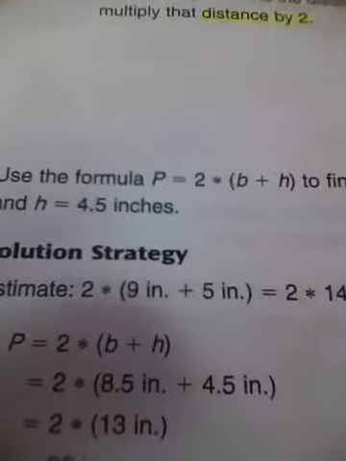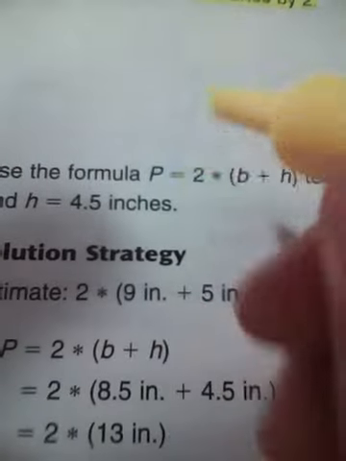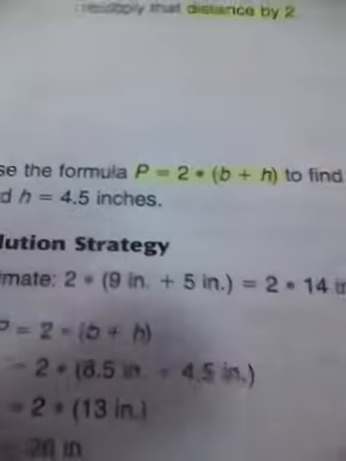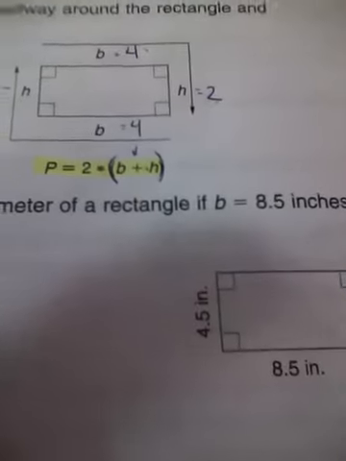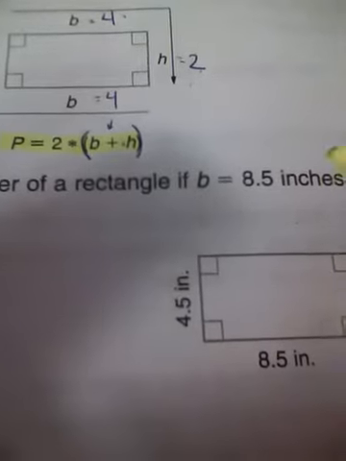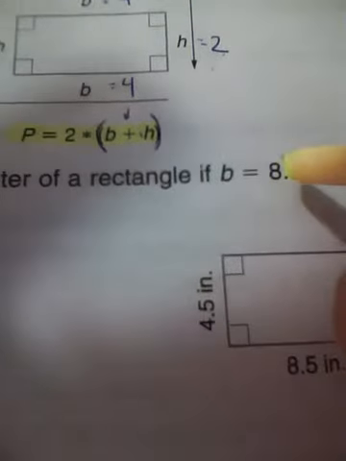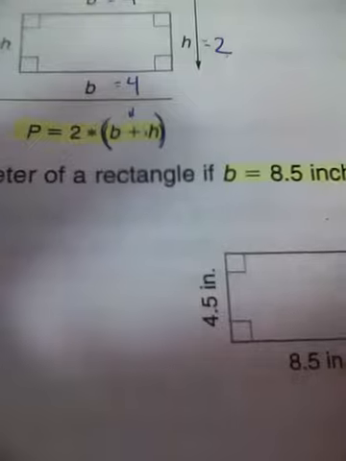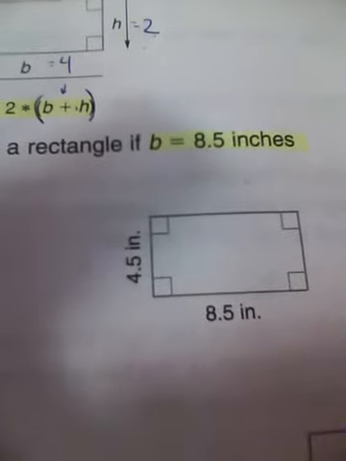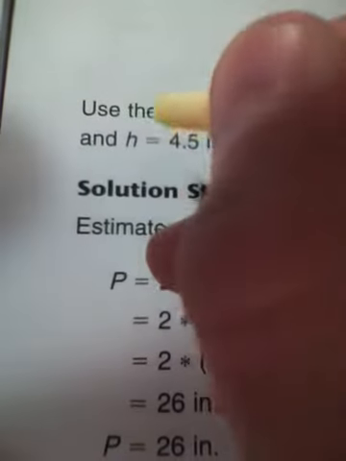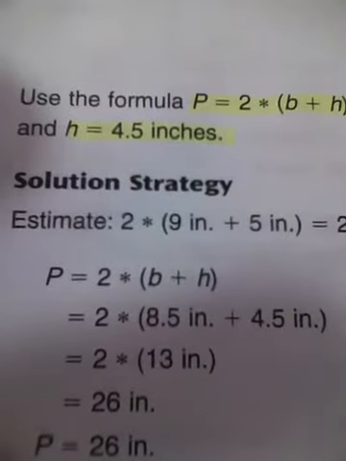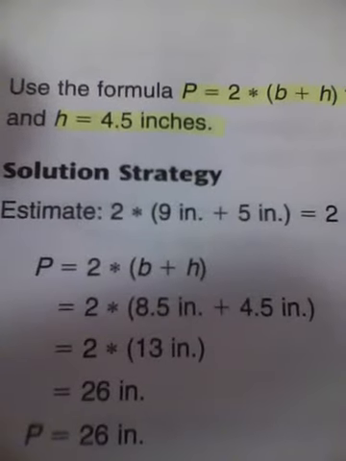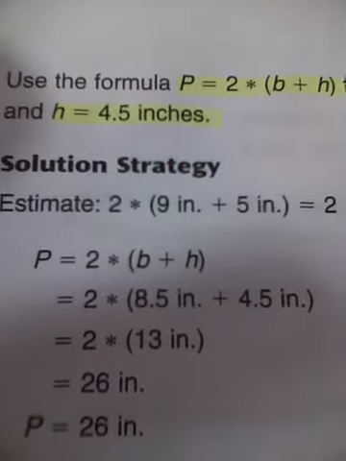So use the formula perimeter equals 2 times base plus height to find the perimeter of a rectangle if, oh, now they give me the value for the variable. If b is equal to 8 and 5/10 inches, or we can also call that 8.5 inches. And h, we're going to substitute wherever we see h with 4 and 5/10.